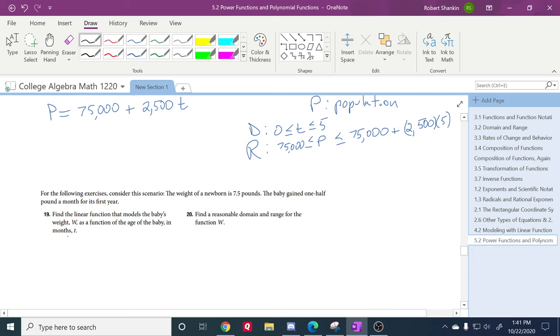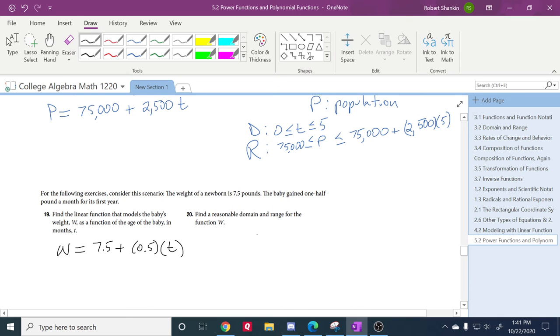As a function of, all right, so this one, the weight of a newborn is 7.5 plus it gains 1/2 pound every month, and t is the number of months. So that's the equation that models it.